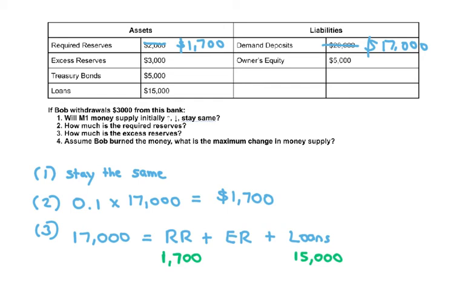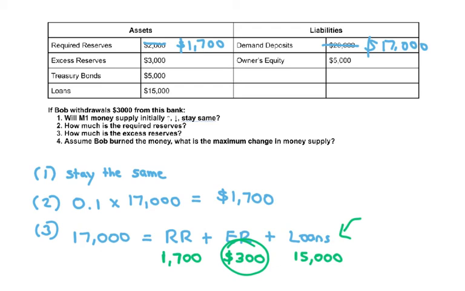So we know that $17,000 has to be equal to 1,700 plus the value of excess reserves plus the value of loans. And so the question here is, what number added to 1,700 and 15,000 is going to give me 17,000? And the answer here is $300. So what we notice here is that excess reserves shrinks by a lot now. Why is that? Because the bank is trying to maintain $15,000 worth of loans. In order to keep that $15,000 of loans going, they're going to have to shrink their excess reserves by quite a bit. So the answer here is $300.